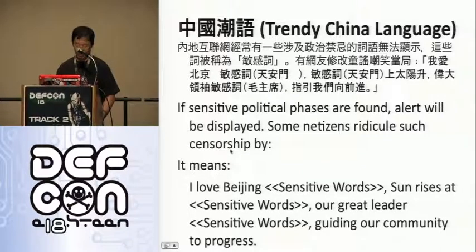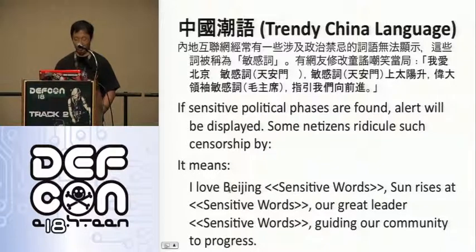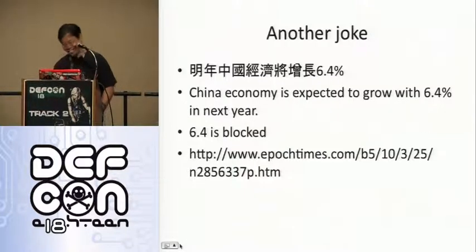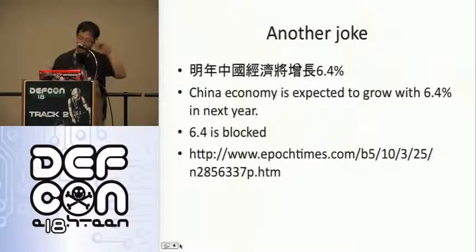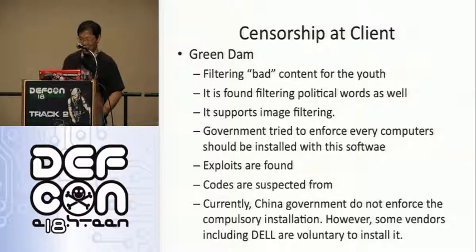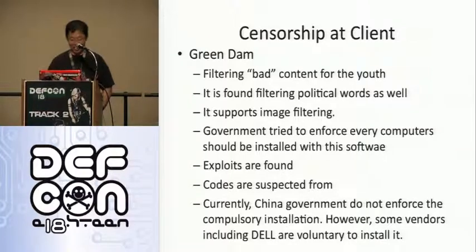Then some Chinese netizens make jokes about the government, like, I love Beijing. Actually, this word is Tiananmen. Then it's blocked out, and they put a sensitive word. I love Beijing sensitive words. Sun rises at sensitive words. Our great leader, sensitive words, guiding our community to progress. And another joke is that China growth is 6.4%, but it is spoken as 6.4. Okay, Green Dam. Okay.